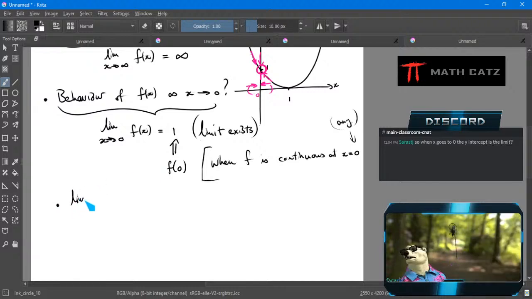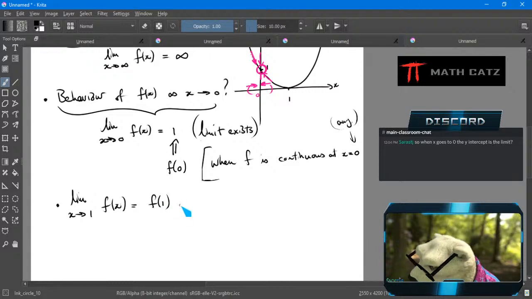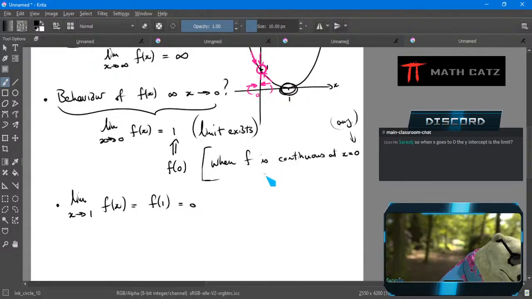If x approaches, let's say 1, then it's going to be the y value that I get there, which is 0, right? It's this guy. So if f is continuous, one piece, everything's good, then yes, if I ask for x going to 0, it's going to be the y-intercept. Yes. If there is a y-intercept.